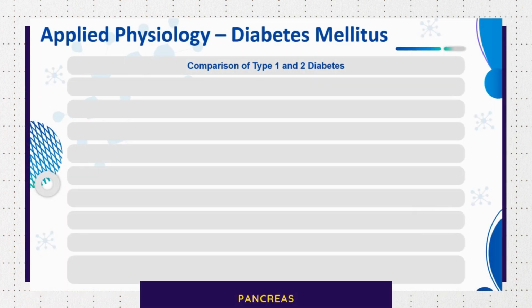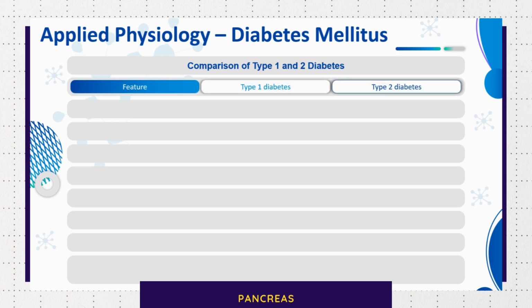Now let's see about diabetes mellitus. It happens due to absence or deficiency of insulin or insulin resistance. There are two types of diabetes, namely type 1 and type 2. Now let's see what are their different features.